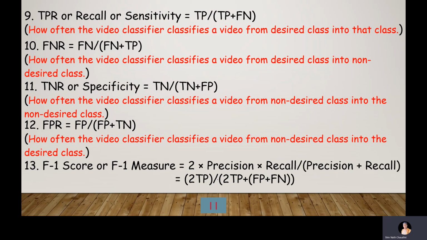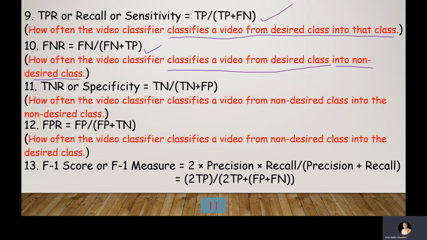The true positive rate, TPR, is obtained by using TP and FNs. So this is the formula of TPR, and TPR shows how often the video classifier classifies a video from desired class into that class. 10th parameter is FNR. FNR is obtained by using FNs and TP. And FNR shows how often the video classifier classifies a video from desired class into non-desired class.